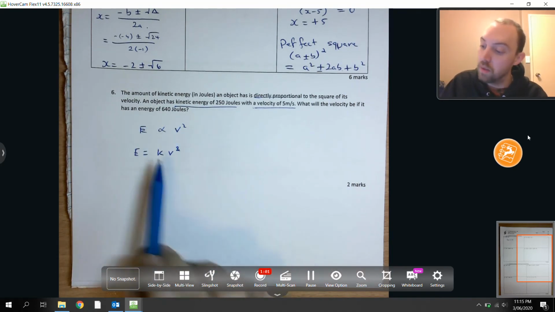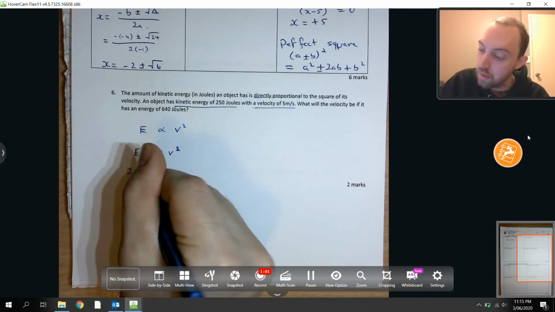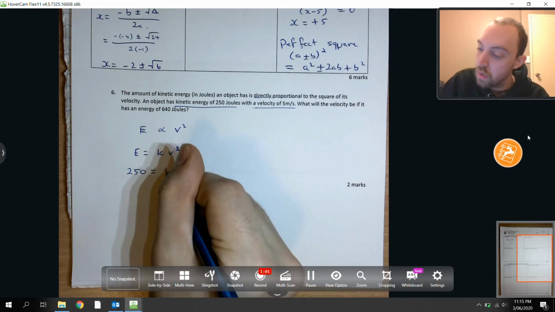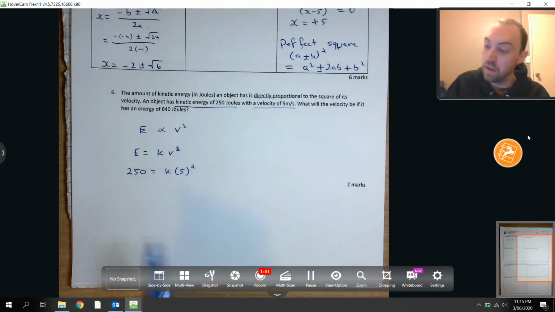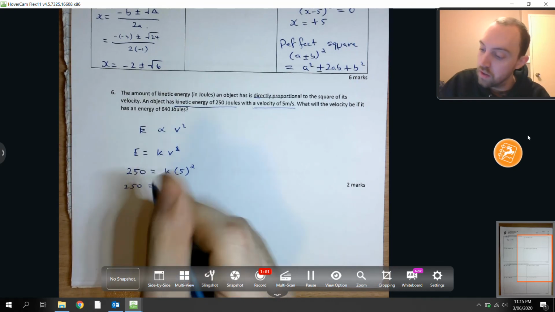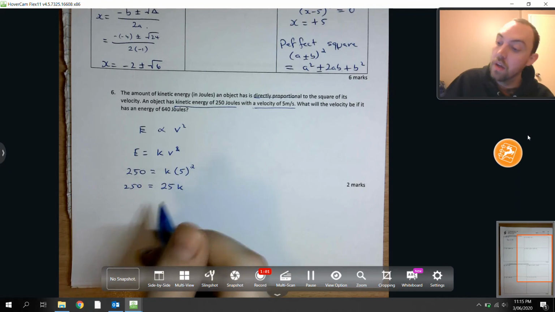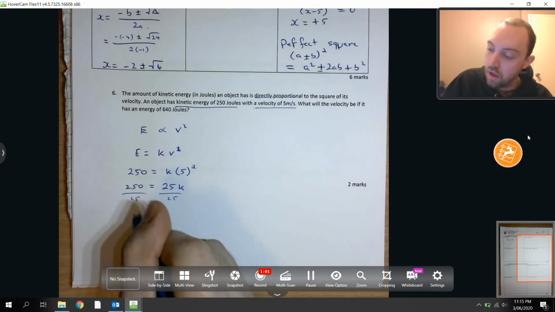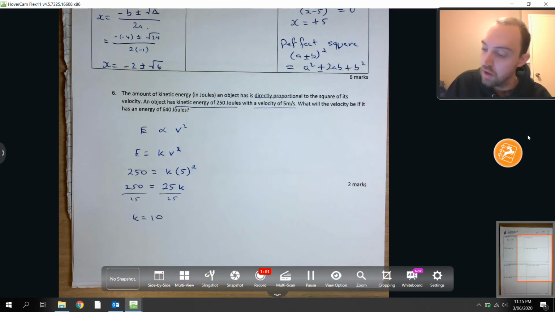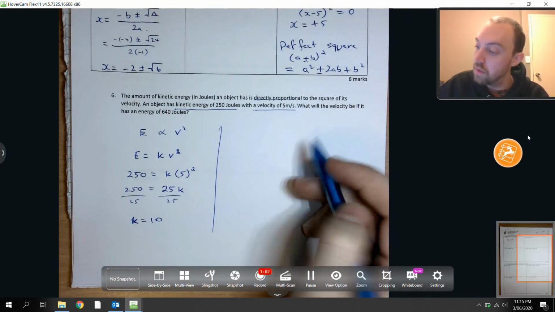Well, the first thing that we need to do is find this constant k, and we've been told that my energy is 250 when v is 5. v is squared. So 250 is equal to 25 lots of k. Divide both sides by 25. K is equal to 10. And then we can use this information for the next part.